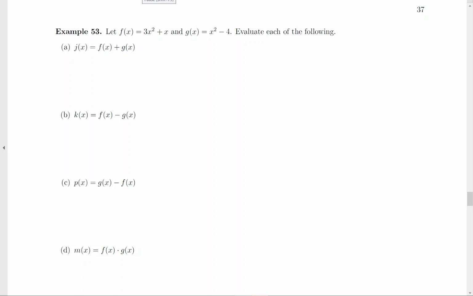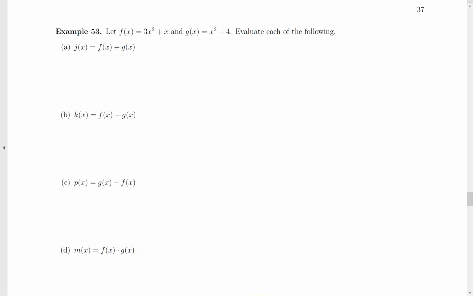Example 53 is examining two functions, and we're going to be performing operations between those two functions. So our first function, let f of x equal 3x squared plus x and g of x equal x squared minus 4. We're going to evaluate each of the following and eventually simplify.